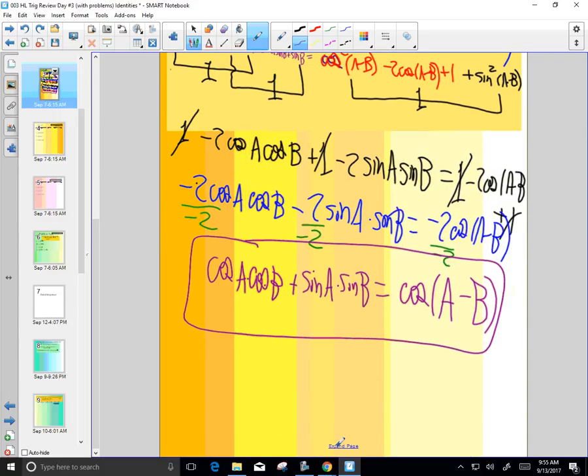Now, I asked a few years ago, is there any way that any of you could figure out that we could come up with a way to remember this formula? Because it's a hard one to remember. Cosine A, cosine B, sine A, that's hard. So for years, we never found a good way to remember it.